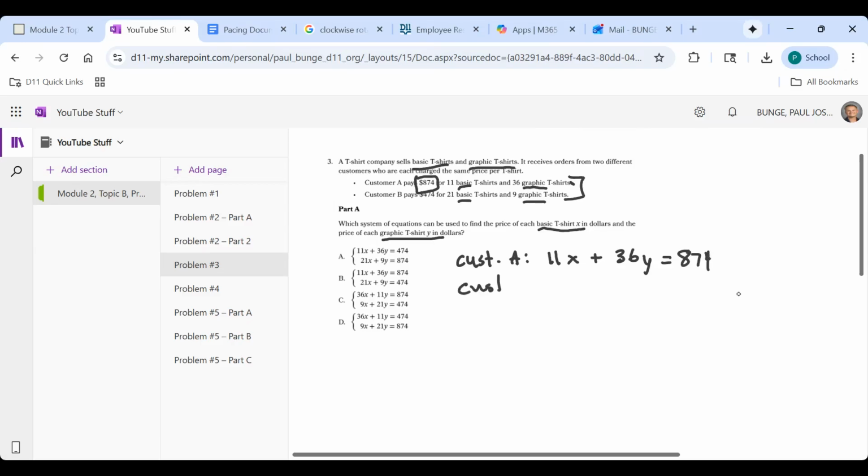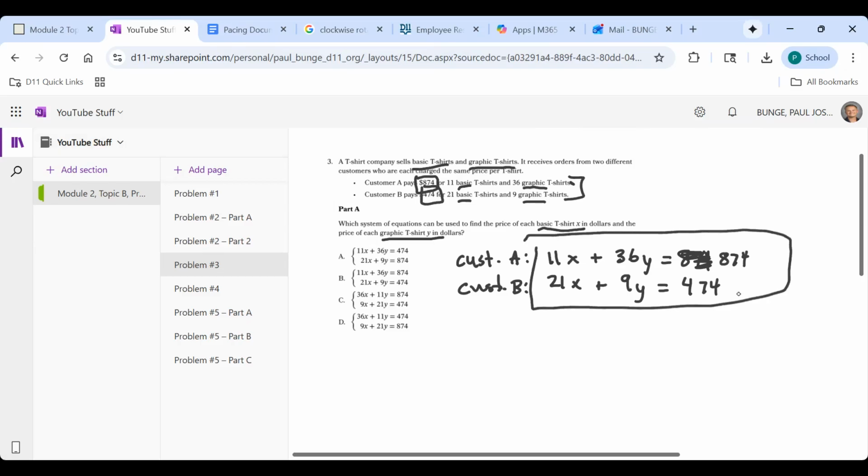Customer B ordered 21 basic t-shirts. Remember, basic is represented by X, and they ordered 9 graphic because that is represented by Y. And in the problem, it said that they paid $474 for the amount. Now, if you look at this, it's then pretty simple to see which option that works with, and that would be option A.